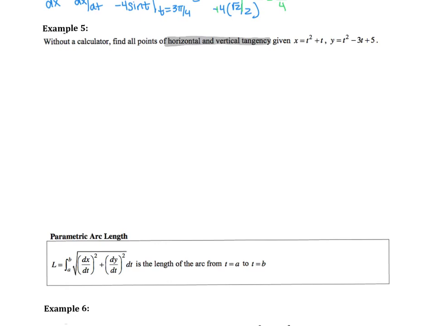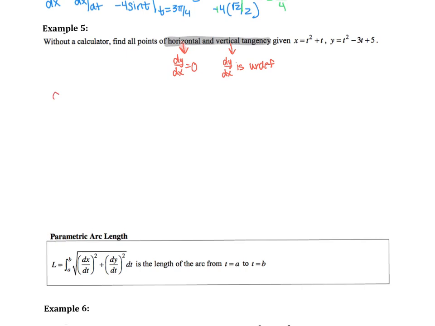If I'm looking for horizontal and vertical tangents, I'm really looking for where my derivative is equal to 0 or where my derivative is undefined. So horizontal would be where the derivative equals 0, and vertical is where the derivative is undefined. So let's find the derivative.